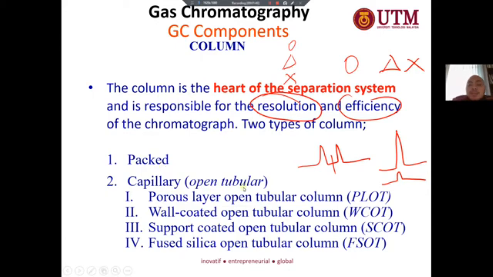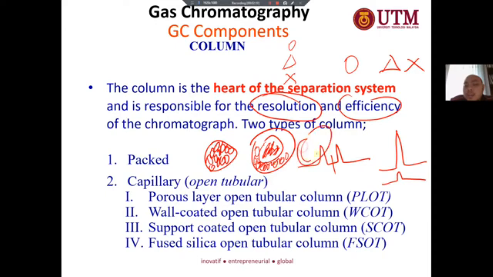A packed column means that in the center of the column you pack solid particles, millions of microns of solid particles. In the capillary column, it means that in the middle it is empty, nothing in the middle. So either you have the solid support at the wall of the column, or you coat it with liquid, or only liquid is coated on the wall.